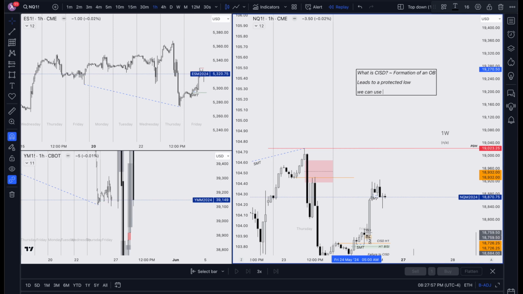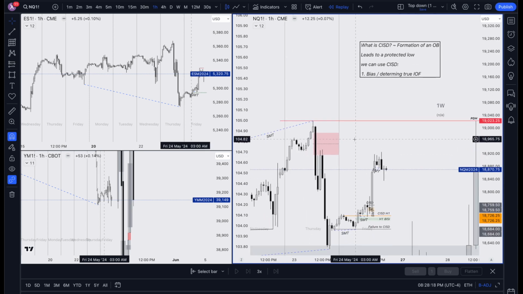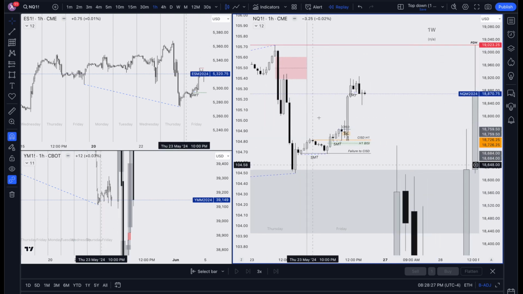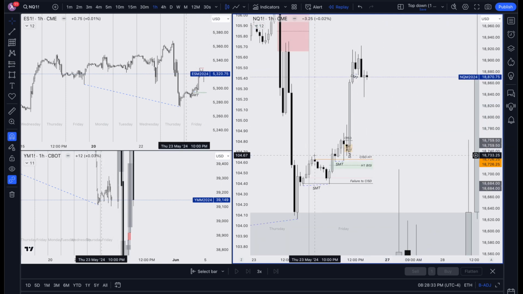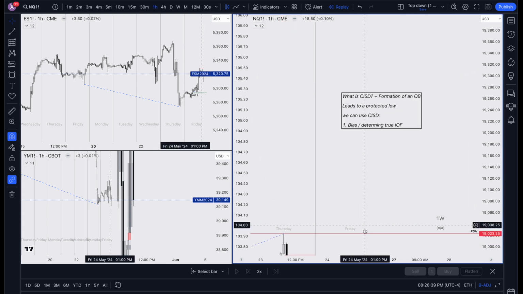We can use CISD for, one, and most importantly and most underrated, bias, right? Determining true institutional order flow. I use CISD most for what is being respected, what is being disrespected, and how I can determine what institutional order flow is inside of areas where it could be 50-50. Could be 50-50 in here, but I'm getting clear institutional order flow signatures based on the formation or failure to change delivery state. Very important, right?